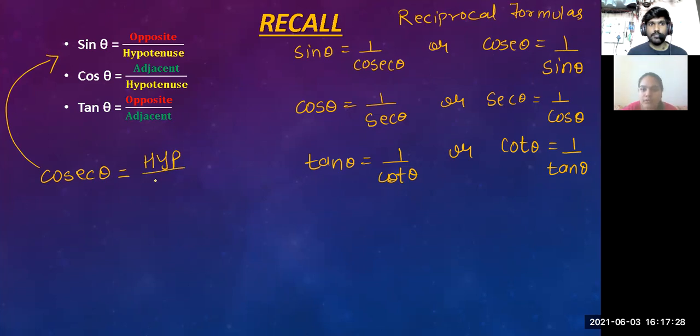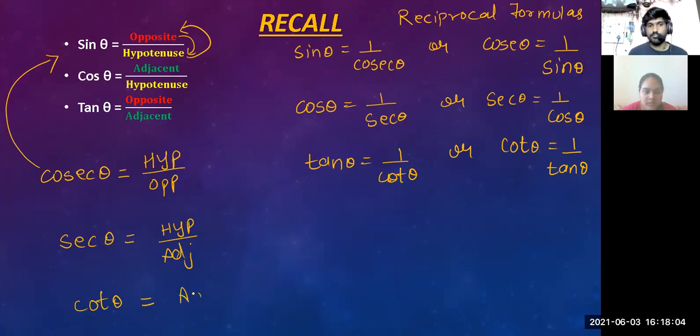Cosec is the reciprocal of sine, so you interchange. This will become hypotenuse upon opposite. Now, can you tell me what would be for sec theta then? Hypotenuse upon adjacent. Correct. And lastly, what about cot theta? Adjacent upon opposite. So this is the reciprocal. These are the trigonometric ratio formulas, and these are called reciprocal formulas. Is this clear? Have you understood all the formulas?